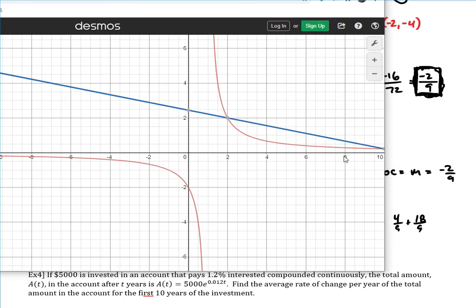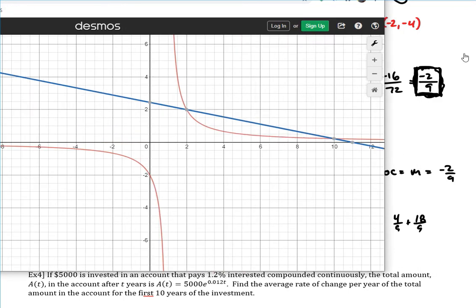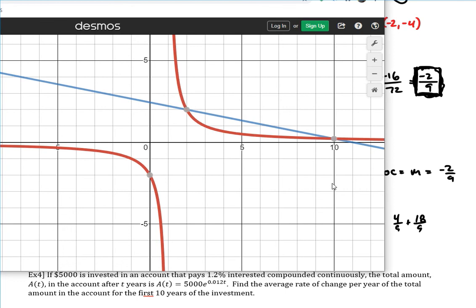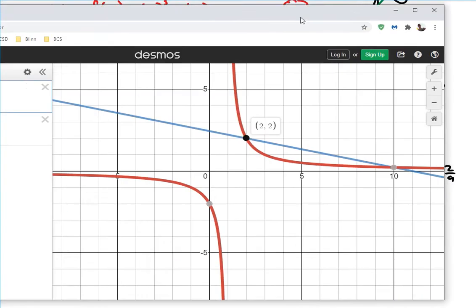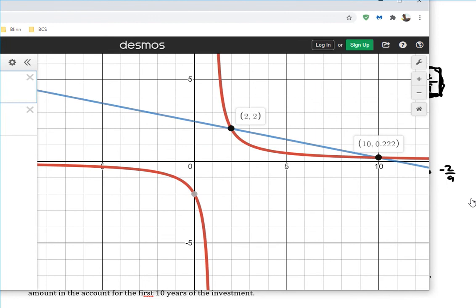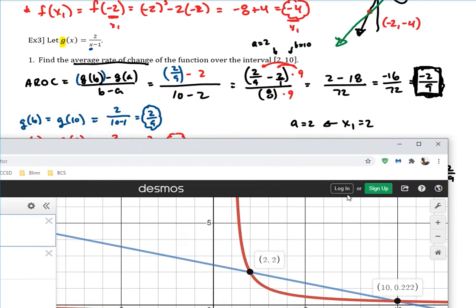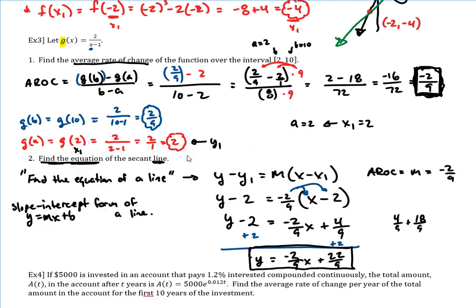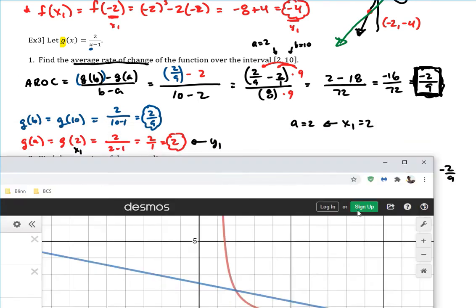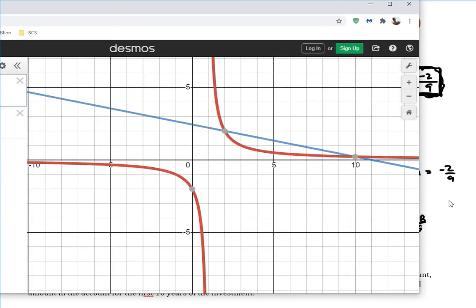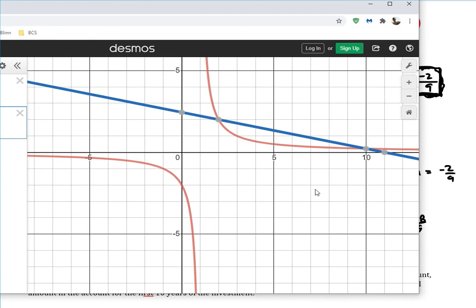All right, so here's our graph. I know it's nothing really special, but just to show, here's the 2, 2. That was our x1, y1. And then here is the 10 and the 0.22. That was our x2, y2, or our b, and then our g of b. So the 2/9 is 0.222. This line is going through the 2 points that we had, and it also has the slope of the average rate of change.